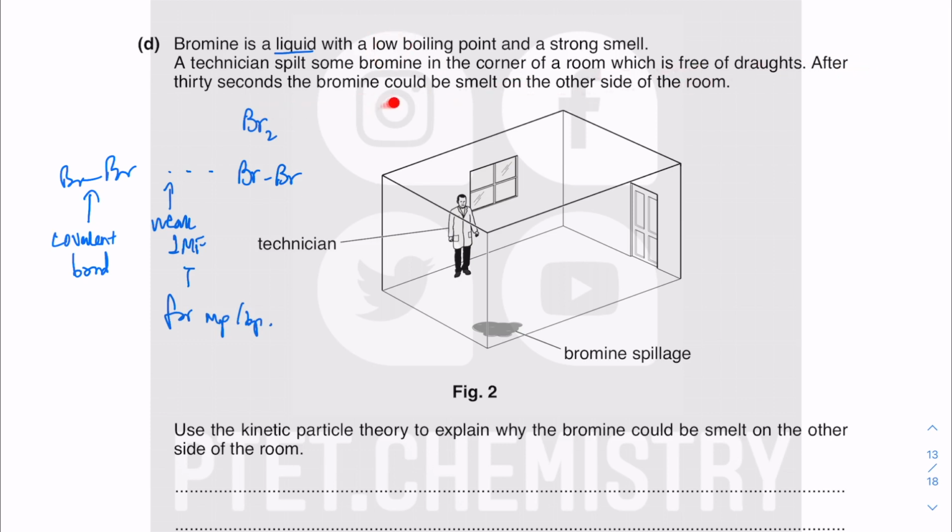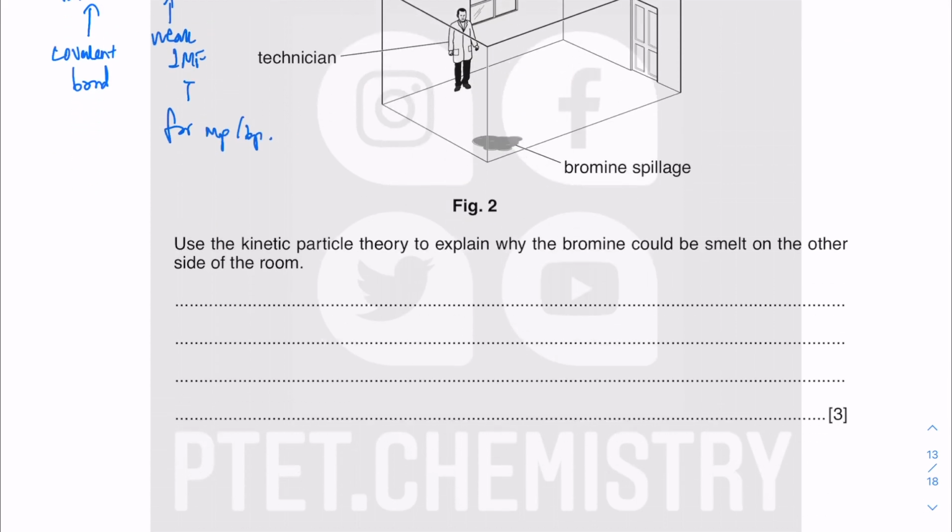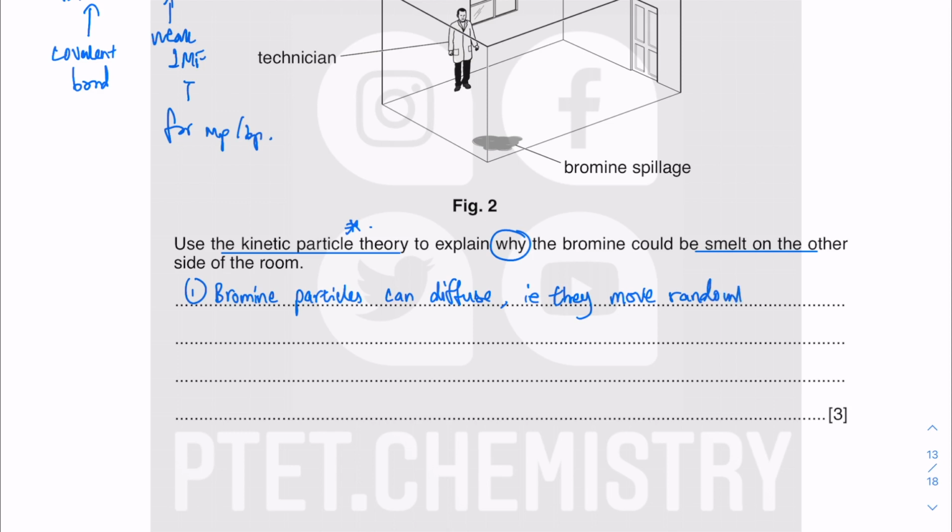Now, after 30 seconds, you could smell the bromine in the other part of the room. They want you to use kinetic particle theory. This is very, very important. This is not biology. This is your chemistry definition of diffusion. They haven't used the term diffusion here, but they ask why you could smell it on the other side of the room, because the bromine particles diffuse. So the bromine particles can diffuse, i.e. they move randomly. So the definition of diffusion: they move randomly.